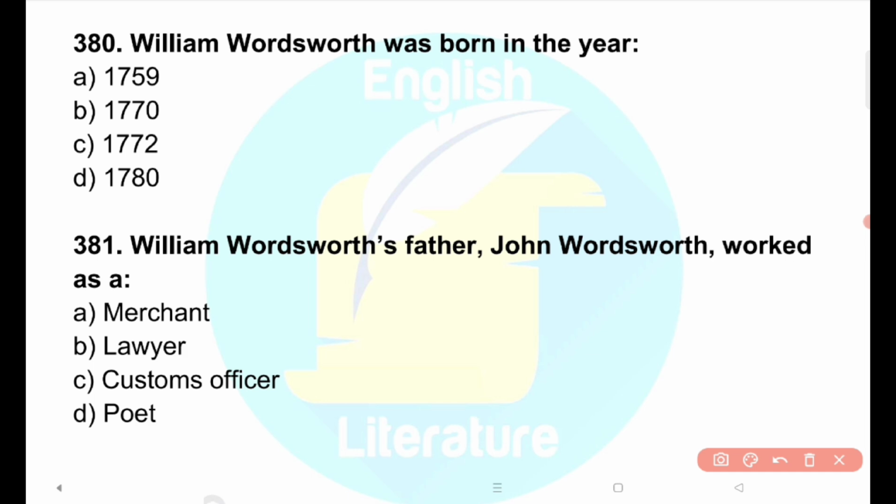William Wordsworth's father, John Wordsworth, worked as a option B, lawyer. John Wordsworth was a lawyer and worked as an agent of Sir James Lowther, managing his legal affairs.